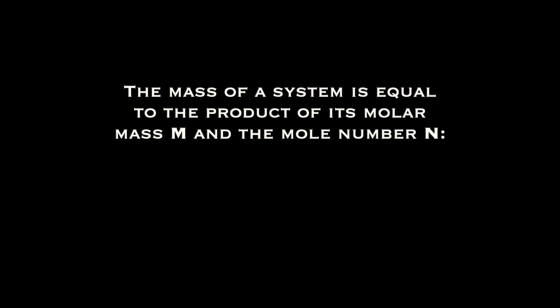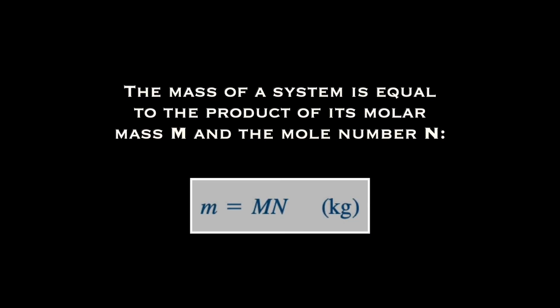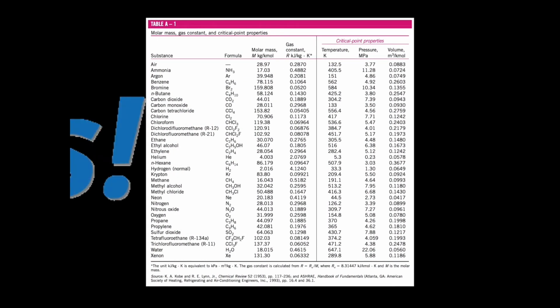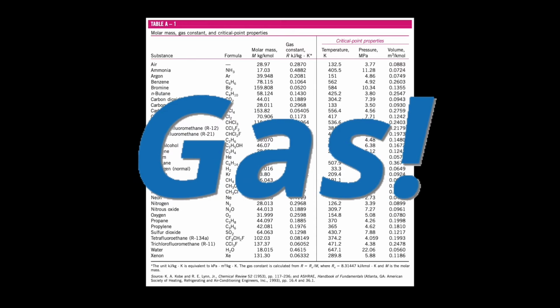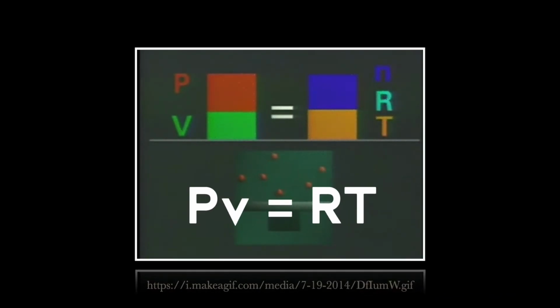The mass of a system is equal to the product of its molar mass and the mole number. The values of gas constant and gas molar mass for several substances are given in table A1. An ideal gas is an imaginary substance that obeys the relation PV equals RT.